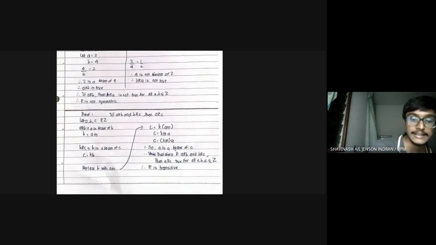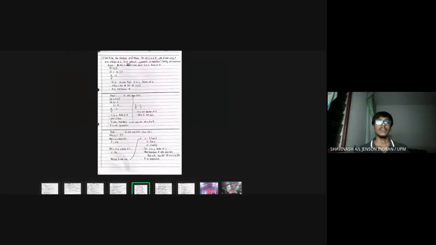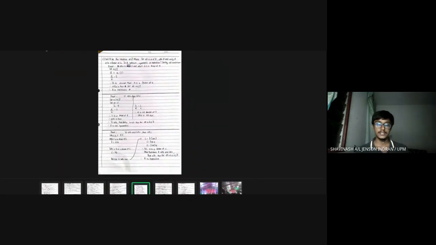Same goes for B R C. B is a factor of C, so B times any integer K gives C. So we replace B with AM. So C equals K times AM, which is KMA. We bracket the KM with A. We assume KM is an integer, and KM times A gives C. So A is a factor of C. Since A R B and B R C are true, then A R C is true. So R is transitive. That's all for my part for this question 5.